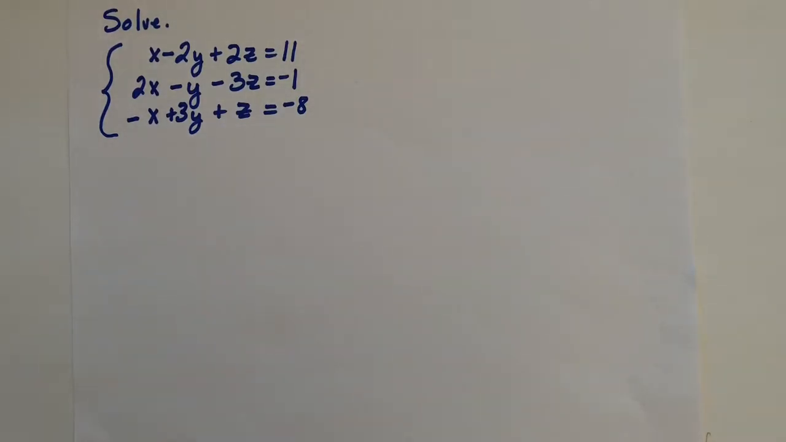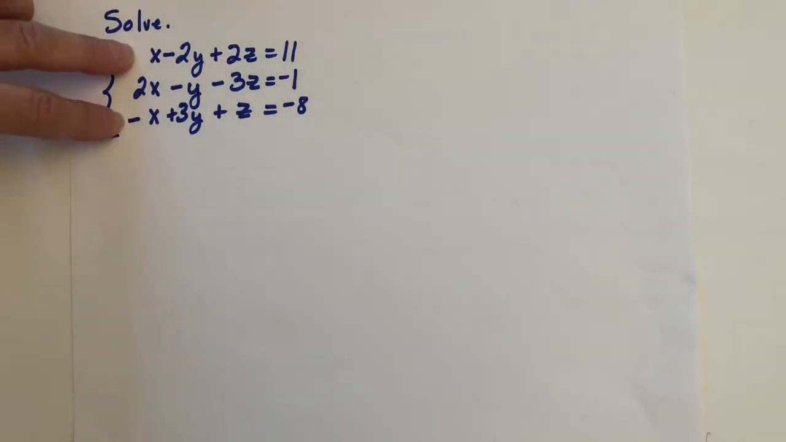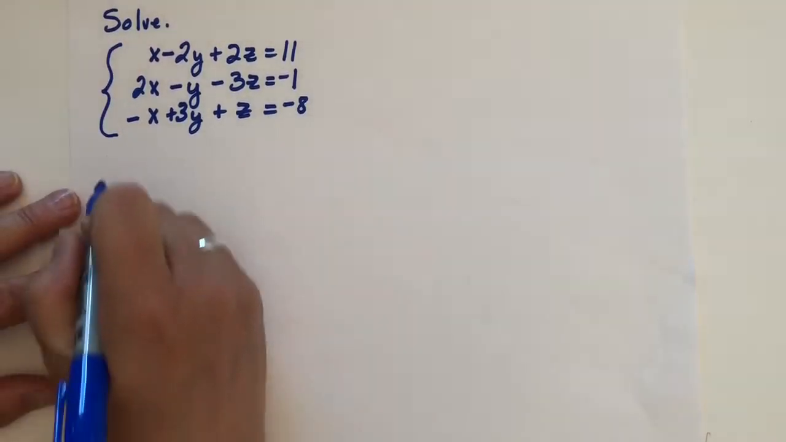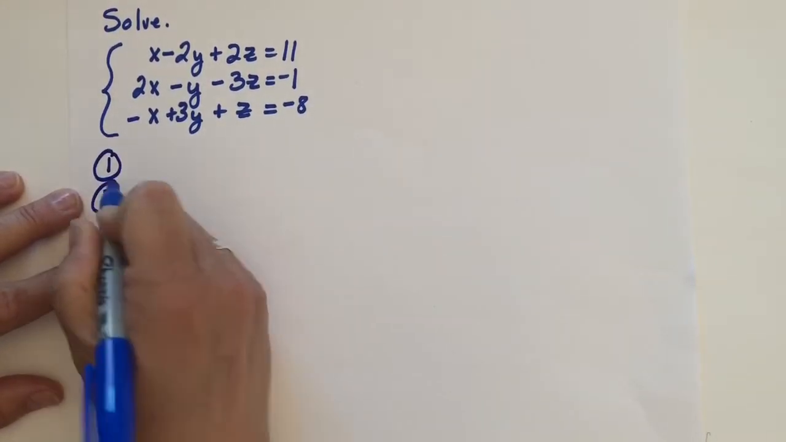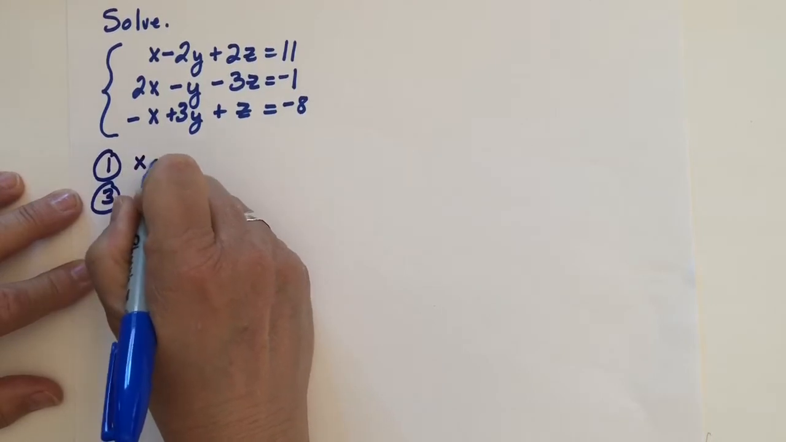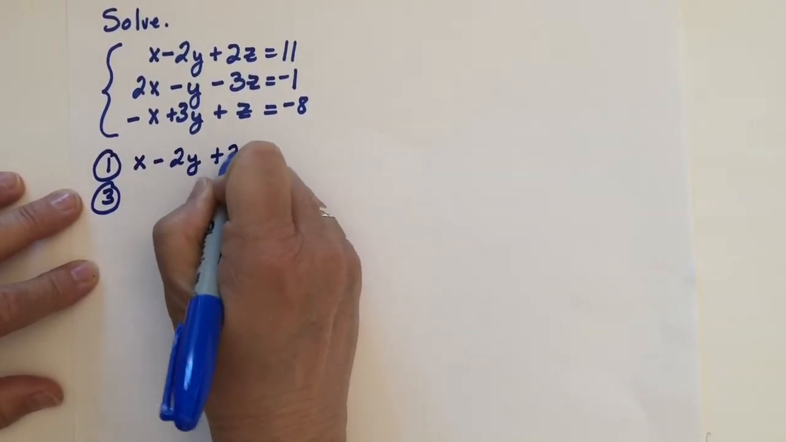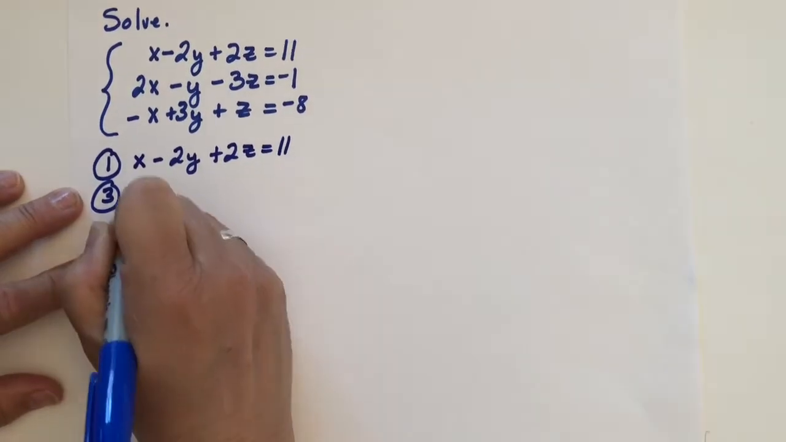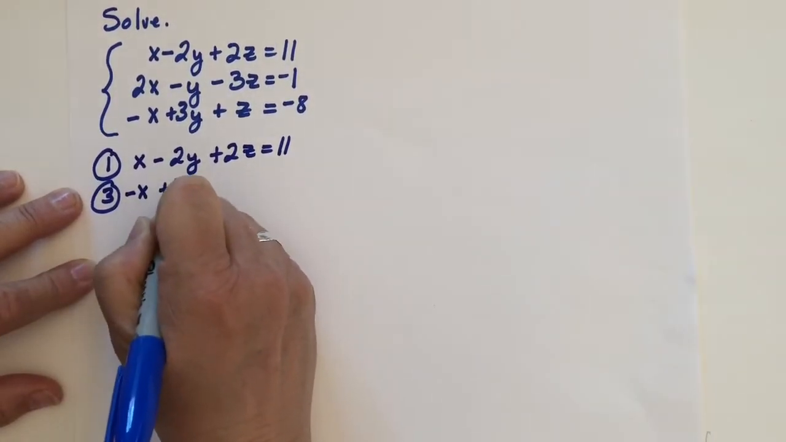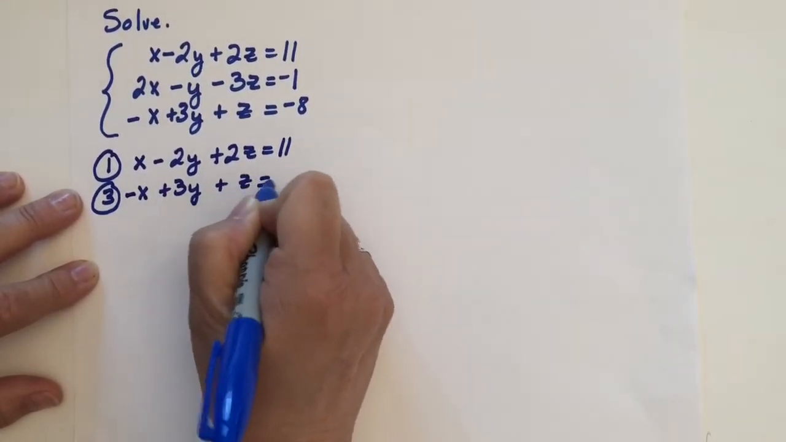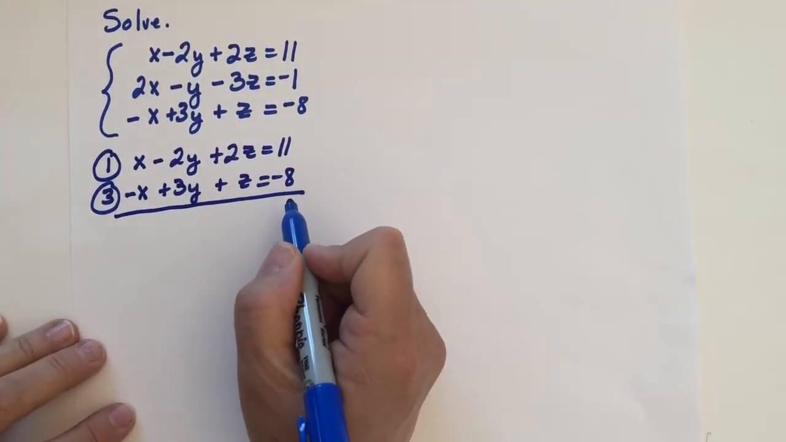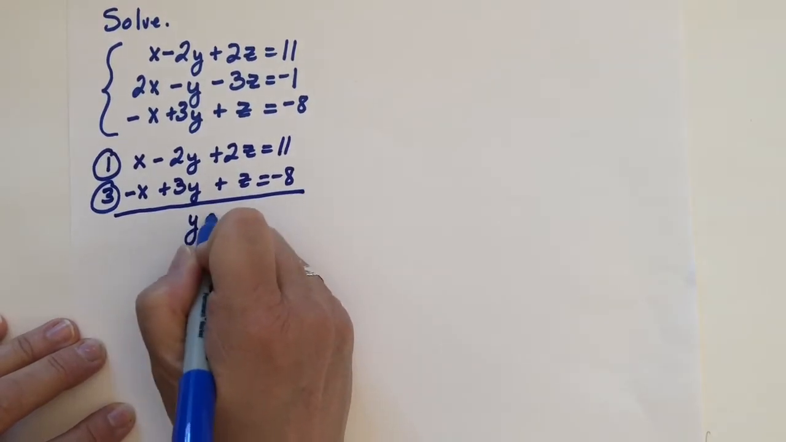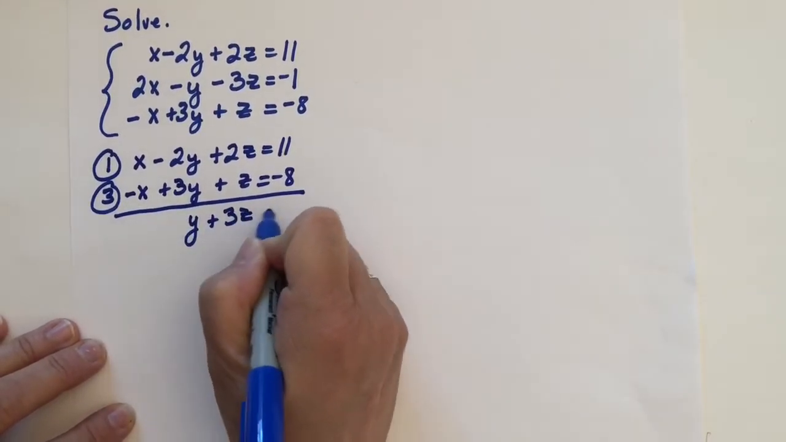So when I'm looking at this, I see the x and the negative x in the first and third equations, so I'm going to grab those two. So I'm going to rewrite equation 1 and equation 3 right here. So I have x minus 2y plus 2z equals 11. And I have negative x plus 3y plus z equals negative 8. And when I add those two together, the x's will be eliminated. And we have y plus 3z equals 3.